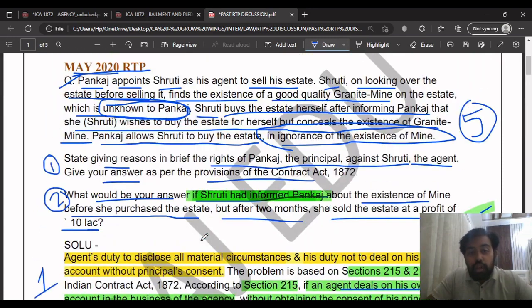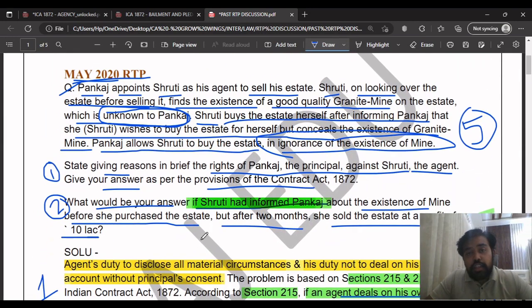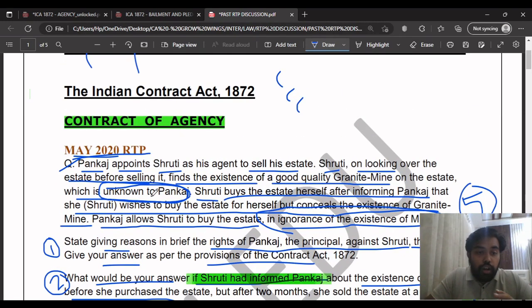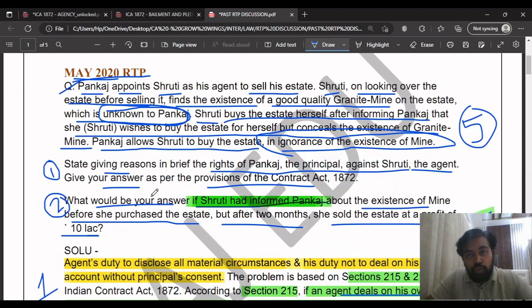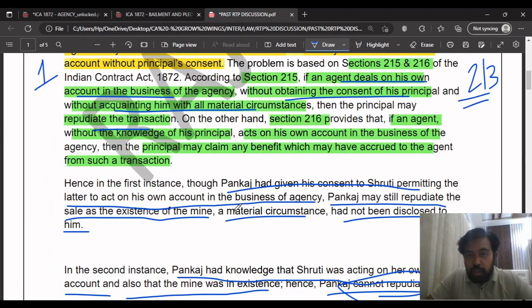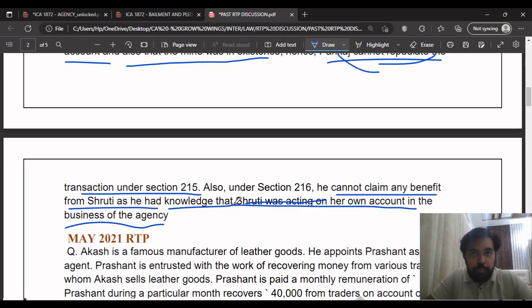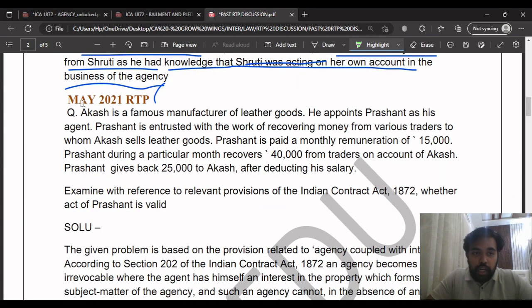Okay, so this question has been asked so many times, n number of times, in your exams. I cannot stress how many times this question is asked. So it is up to you how you will revise this, how you will mark the important keywords, and you will understand. Okay. Now coming to the May 2021 RTP, question number two.